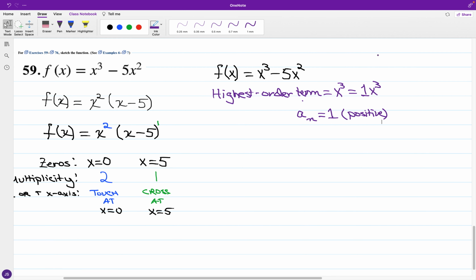And from x cubed, we have that n is equal to 3. For a positive leading coefficient where the degree is odd, we will have for the end behavior, again, down to the left and up to the right.